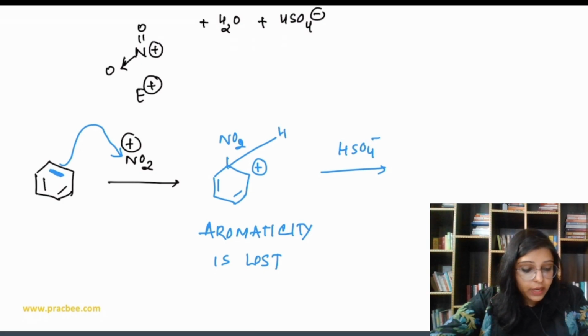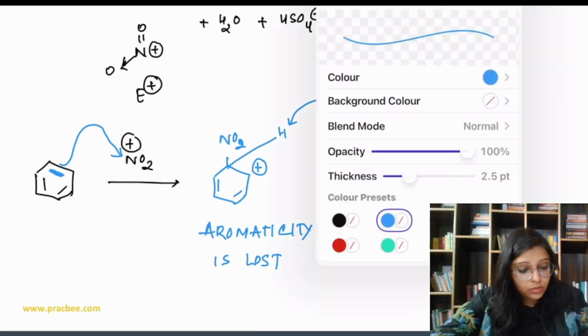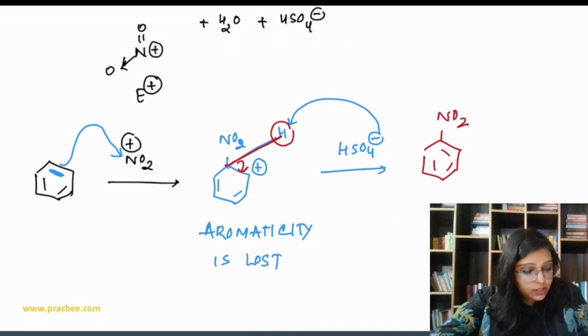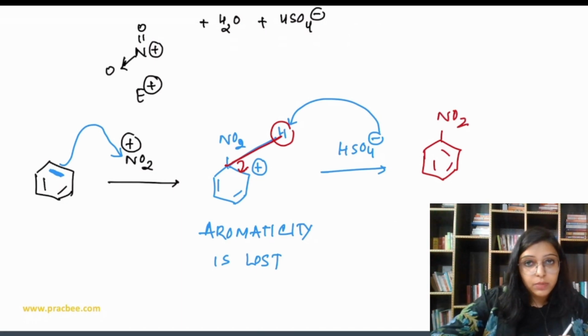This HSO4 minus takes this hydrogen, and the electrons of this bond shift over here. So we get nitrobenzene. Understood? So this is going to be the mechanism.